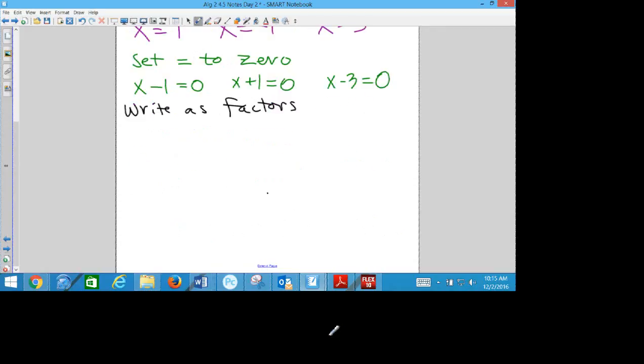Then we're going to take each of these that equals 0 and write them as factors, like we had just factored something. The first one will be the factor x minus 1. The second one will be the factor x plus 1. And the third one will be x minus 3.